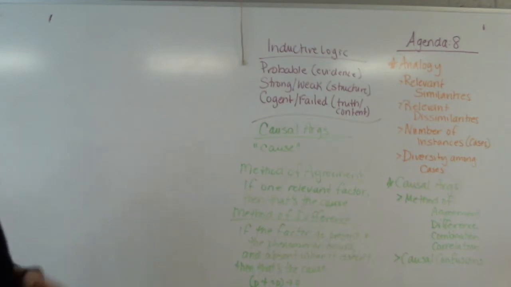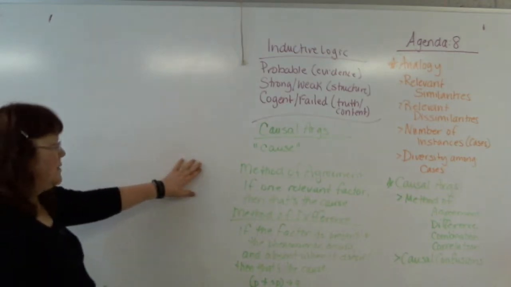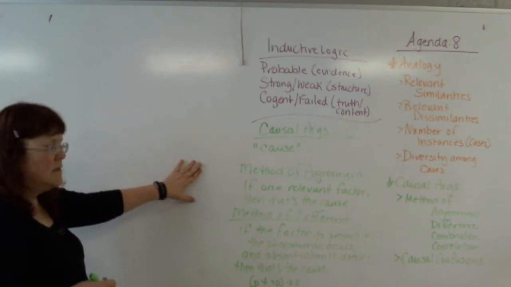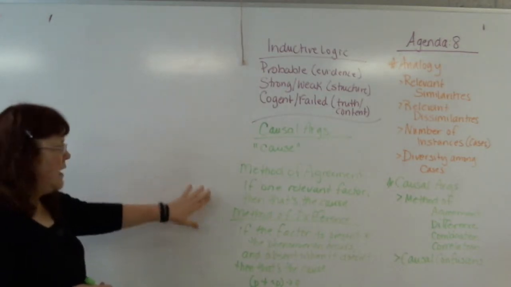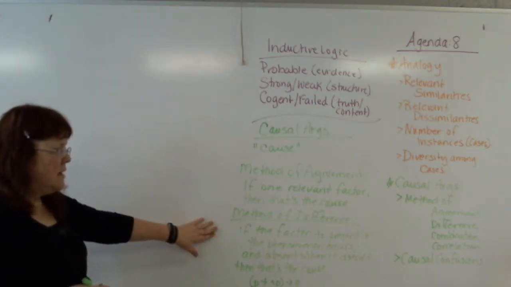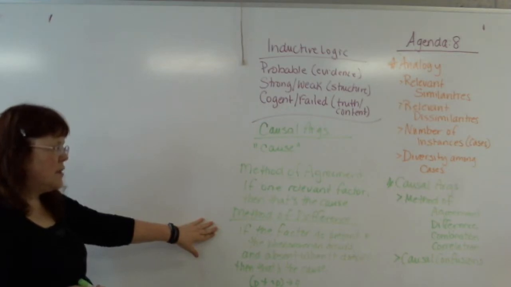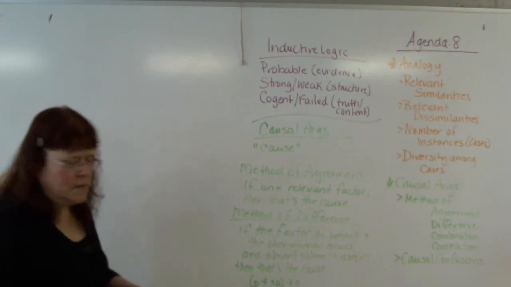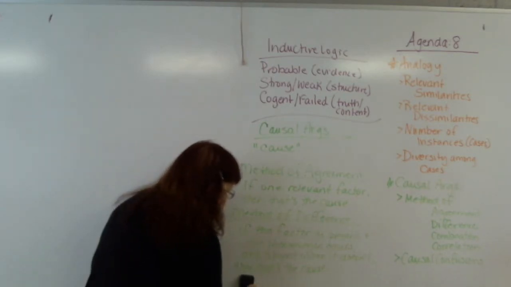There are two other kinds here. So we have method of agreement: if there's one relevant factor, then that's the cause. Method of difference: if the factor is present and the phenomenon occurs, but absent when it doesn't, then that's the cause. Let's get rid of this so that doesn't mess people up.